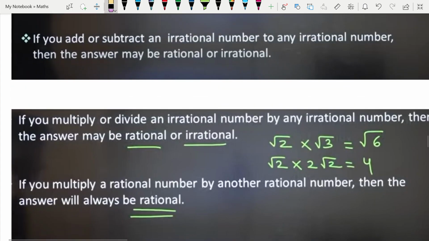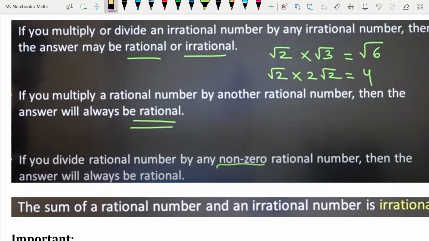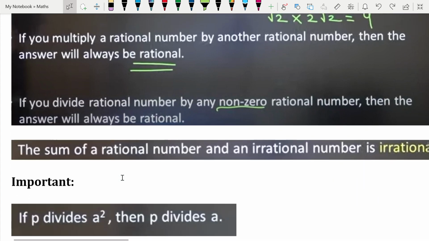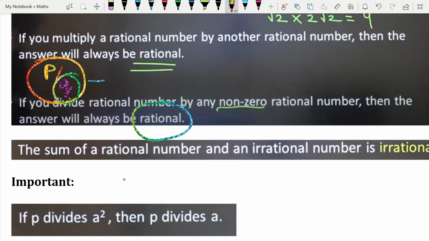Now, if you multiply a rational number by another rational number, then the answer will always be rational. If you divide a rational number by any non-zero rational number, then the answer will always be rational. So this is basically p by q, which is always rational because q is not equal to 0. But if it is 0, as we discussed, it would be undefined.